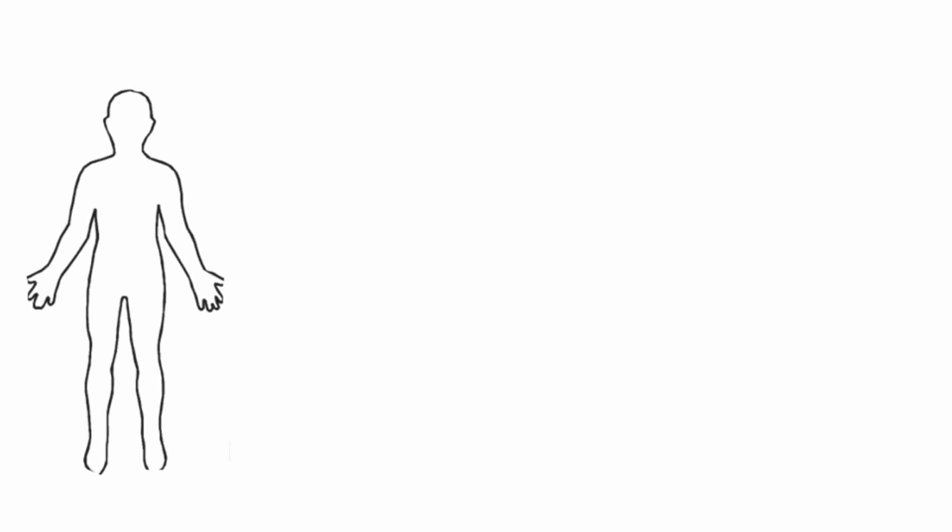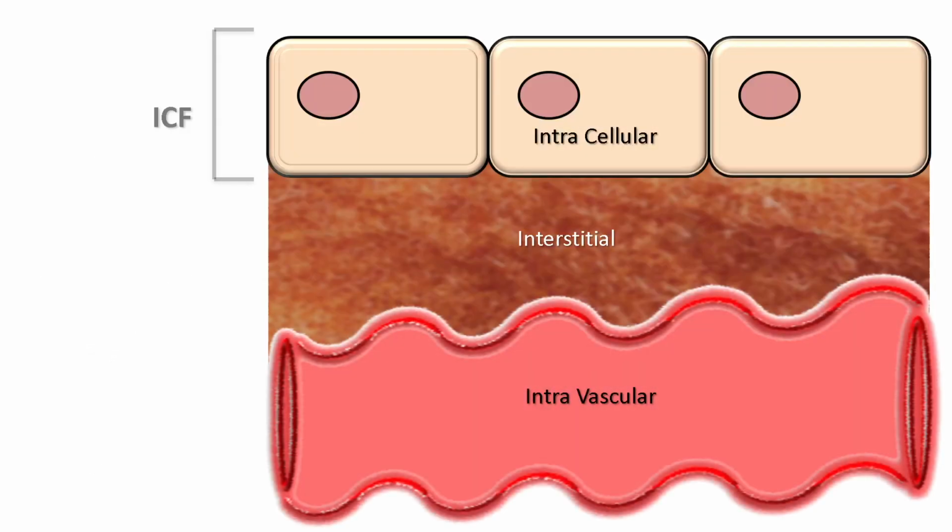In the human body, the total body water is divided into fluid compartments: the intracellular fluid compartment and the extracellular fluid compartment. The extracellular fluid compartment is divided into the interstitial fluid volume, that means it is the fluid that is present outside both the cells and the blood vessels, and the second one is the intravascular fluid volume. That is the fluid that is inside the blood vessels.